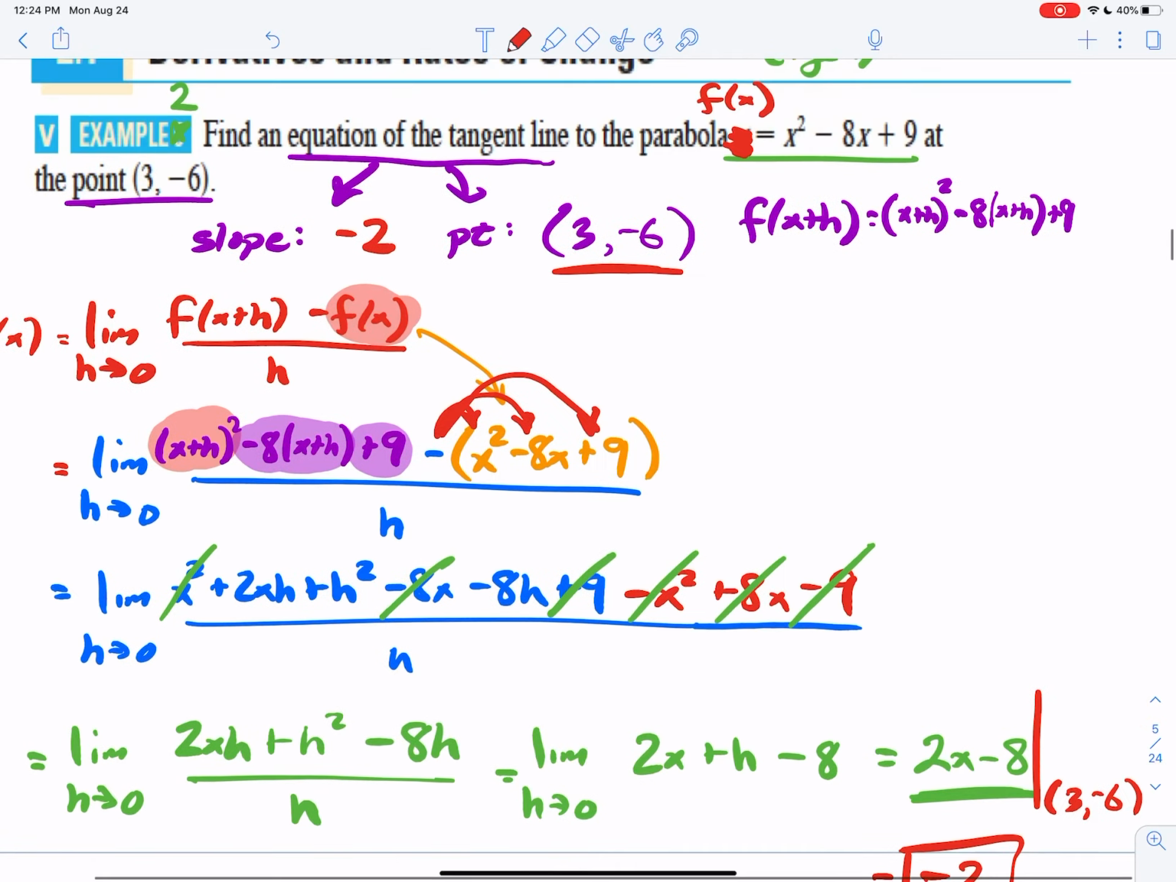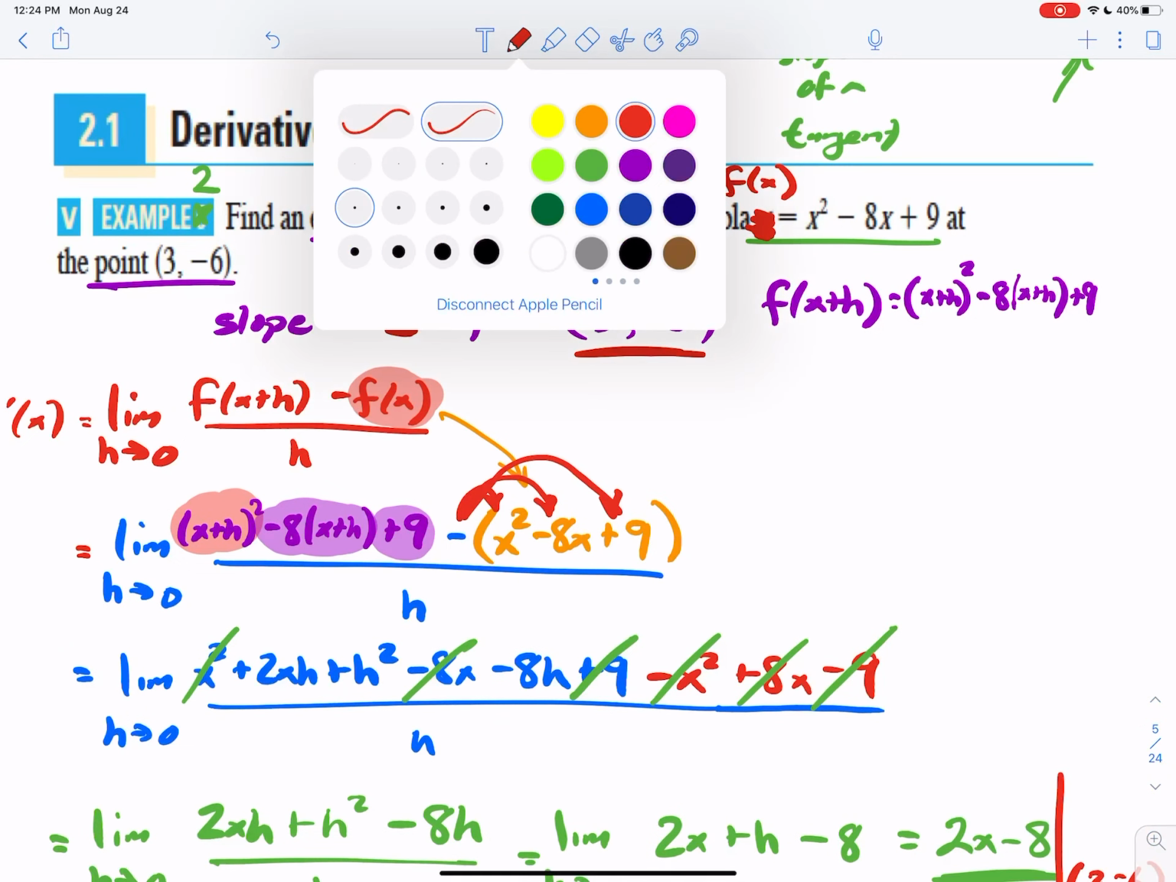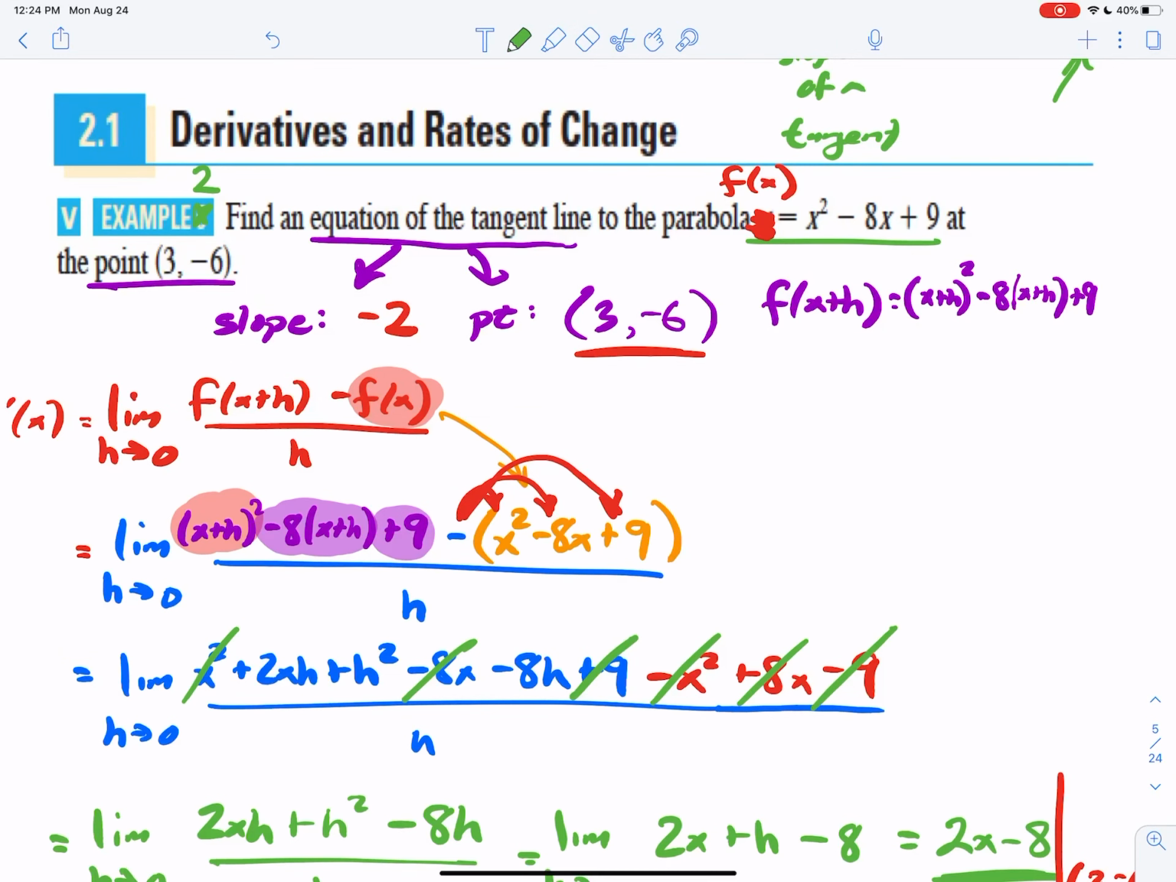Do we have everything we need? Do we have a point and a slope? We do. So I'll write it out again. And you guys write it out until you have it stuck, okay? So this is going to be y minus my y coordinate, which is negative 6, equals the slope, which is negative 2, times x minus that 3.